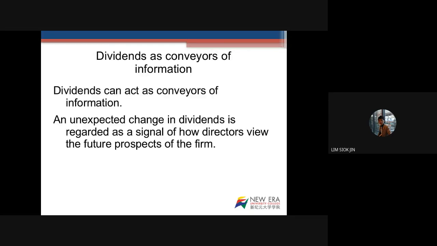A lot of people also see dividend as a conveyor of information. When a company pays dividend, it gives out positive information. It means this company is healthy and making profit, that's why they can give dividend. But if a company that usually pays dividend suddenly doesn't, because of MCO, this is information to people that this company is not doing so well. So dividends can act as an information provider.